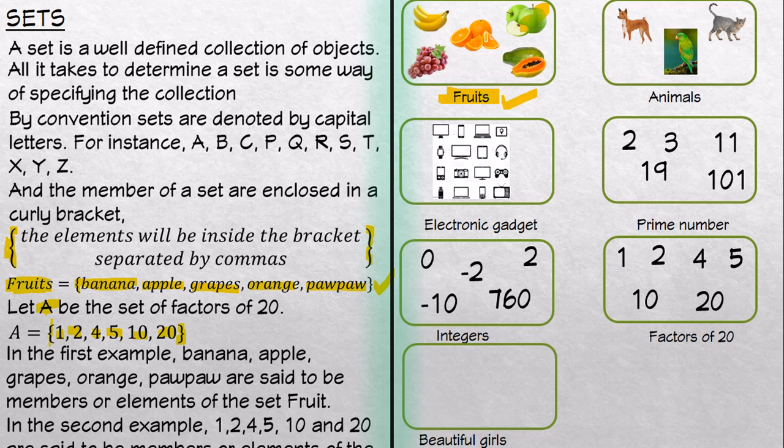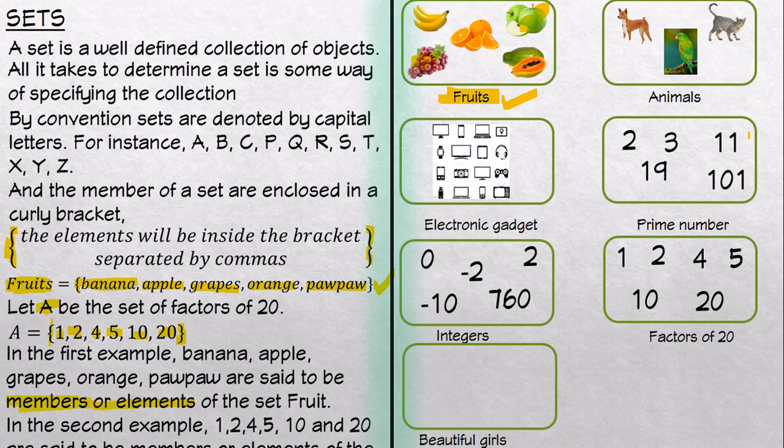Orange is an element of the set fruits. The grapes is an element of the set fruits. The purple is an element of the set fruits. So they are said to be elements or members, right? So you can either call them elements or you call them the members of the set.